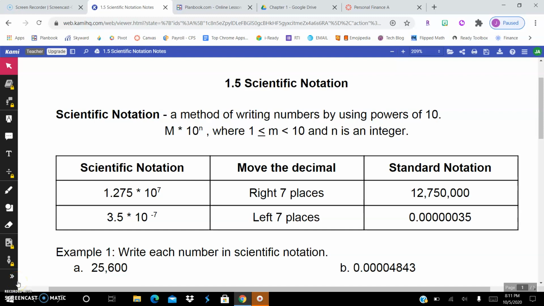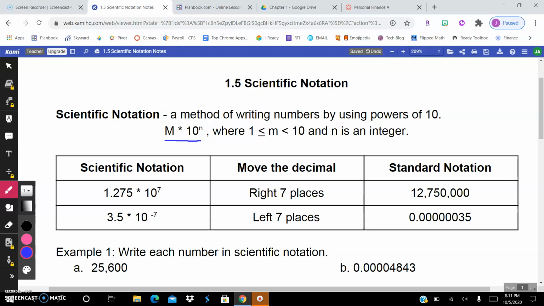Scientific notation is a method of writing numbers by using powers of 10. So it's a way of writing very large numbers or very small numbers in a more compact way. The form of scientific notation is m times 10 to the nth power, where m has to be between 1 and 10. It can be 1, but it cannot be 10.